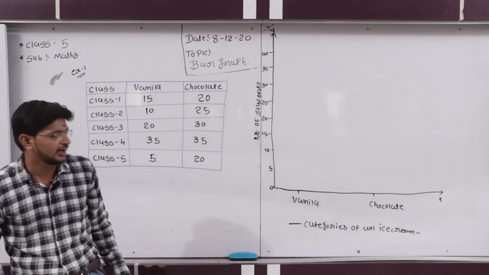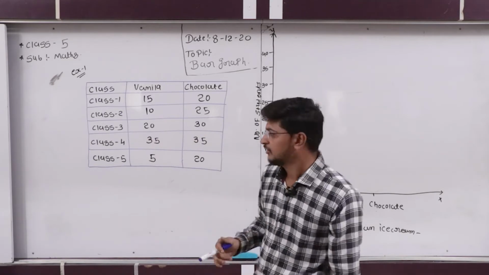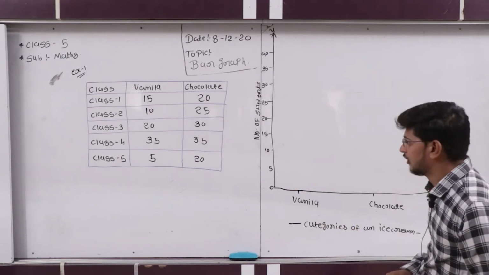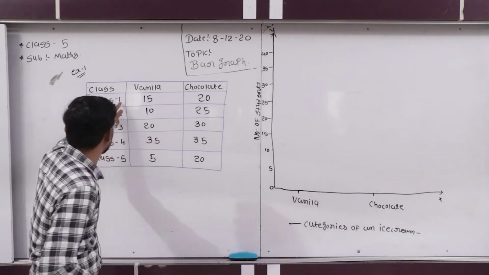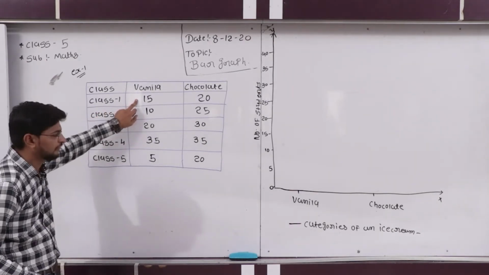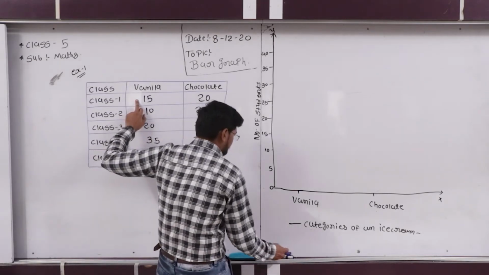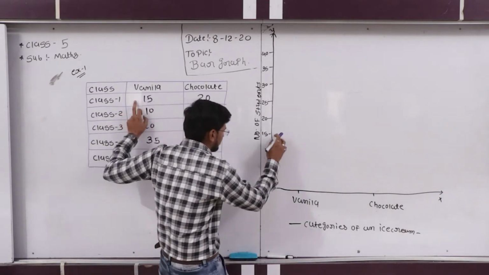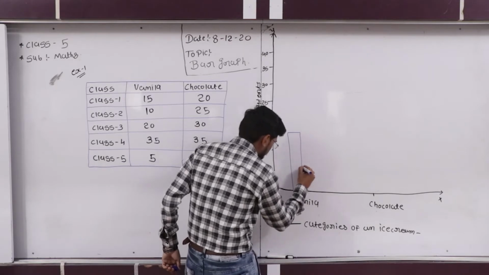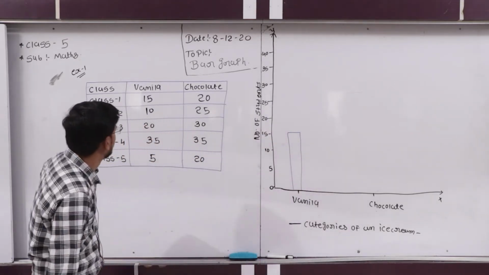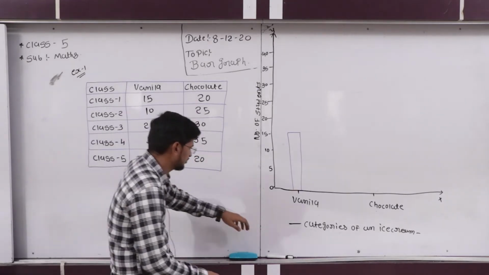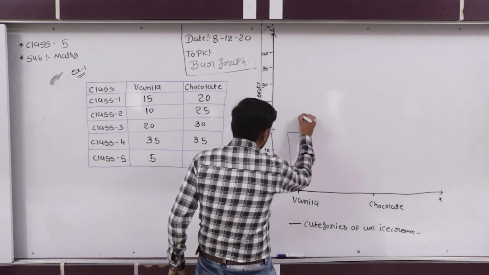Now we draw the bar graph for vanilla in blue color and we draw the bar graph of chocolate in black color. Now take class 1. How many students like vanilla ice cream? 15. So find 15 on the y-axis. It is here. So draw here vanilla for class 1. And how many students like chocolate ice cream in class 1? 20. So here 20. So draw for class 1.